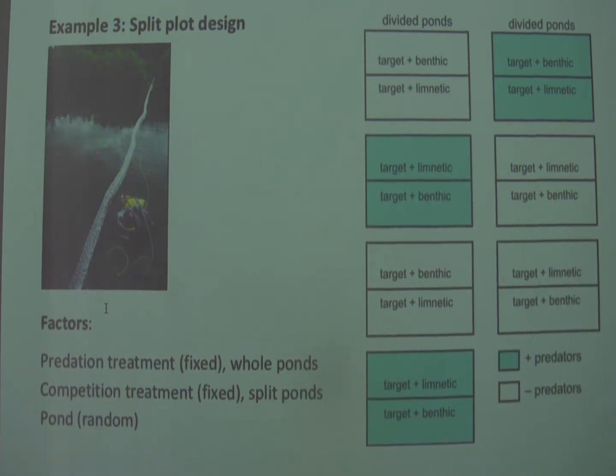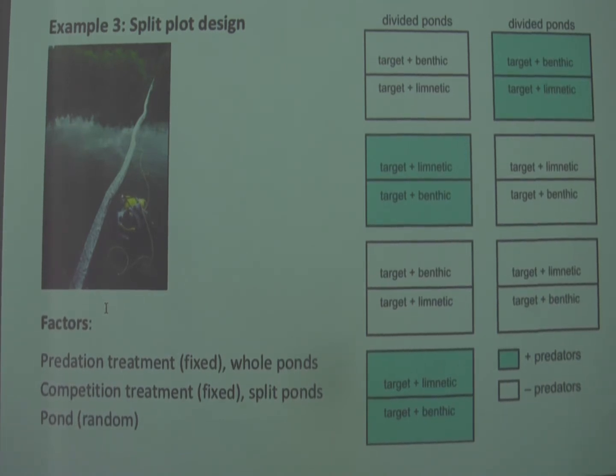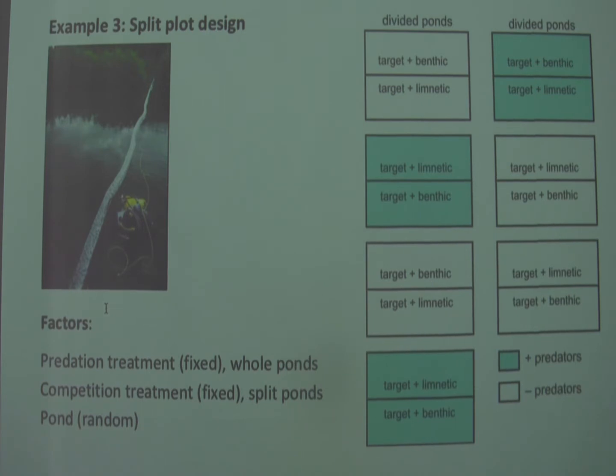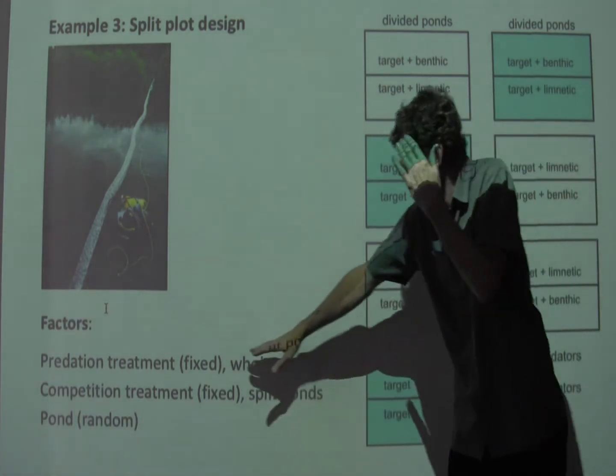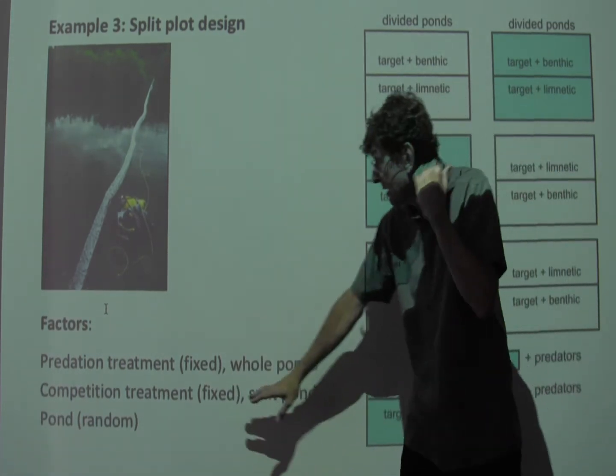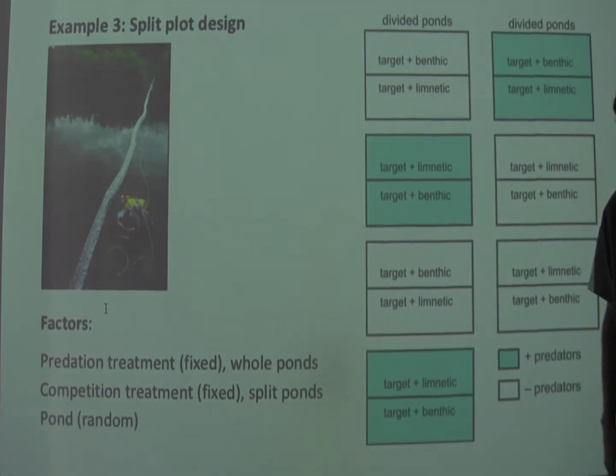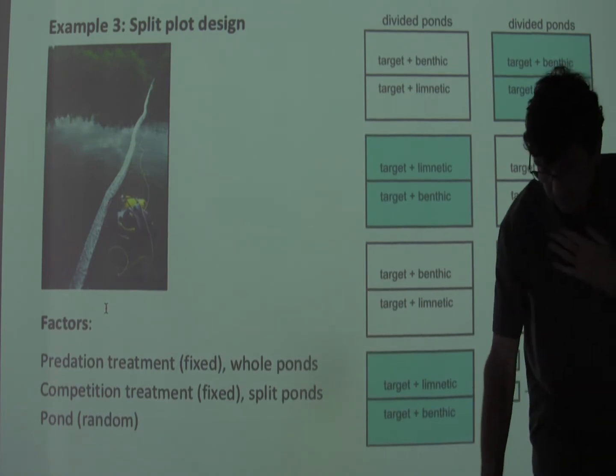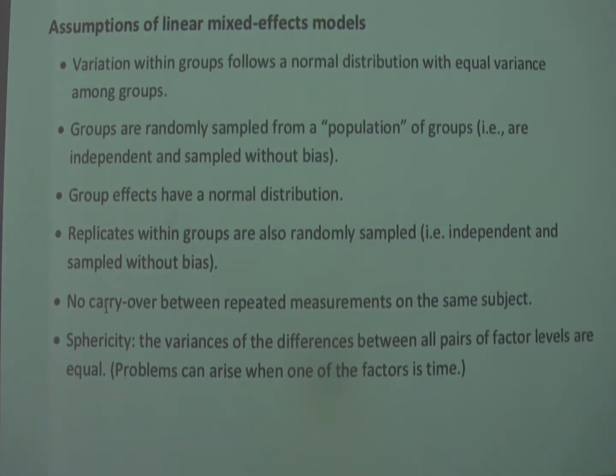We have repeated measures in the sense that each pond is measured repeatedly. We have a result from this side, we have a result from this side. And we have all the individual fish that were collected from each pond, which are nested within each side. The predation treatment is fixed, we're interested in that. The competition treatment is fixed, but the pond is random. So, other than that, it's just like any other linear model.